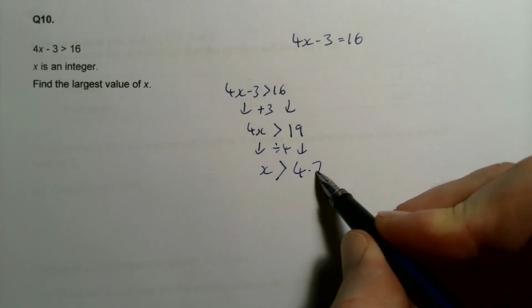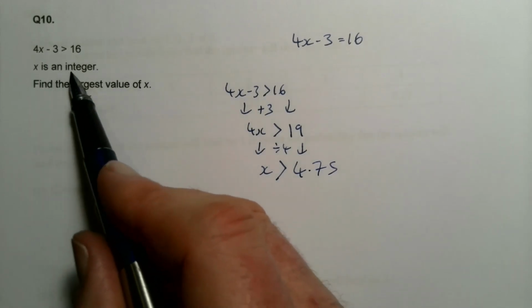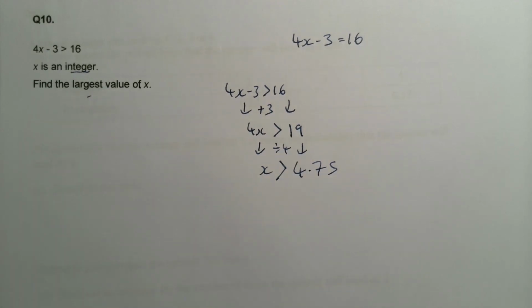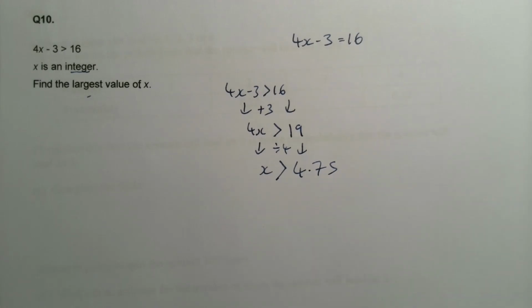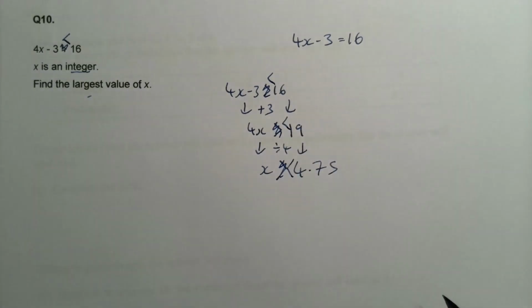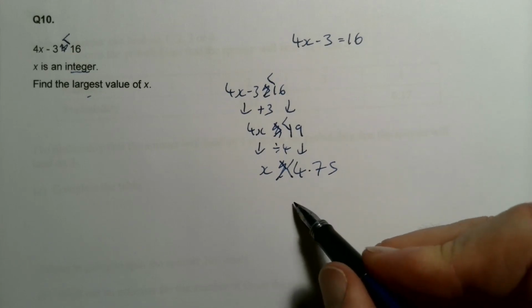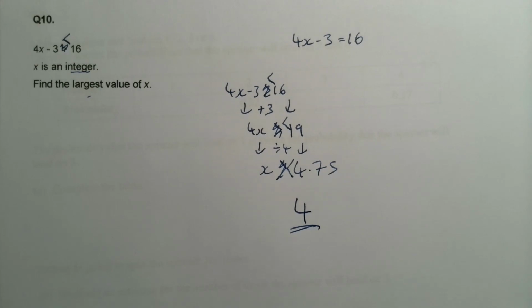Which is 4.75. It wants the largest value of x, and it says x is an integer. Well, an integer is a whole number, isn't it? So x could be anything bigger than, and I've just realised I've asked this question slightly wrong. I meant to put this the other way when I made this up. So, sorry. This is saying x is smaller than 4.75. So the biggest whole number it could be, it could be 3, 2, 1, 0, negative numbers, but the biggest number it could be would be 4, would be the largest number it could be.